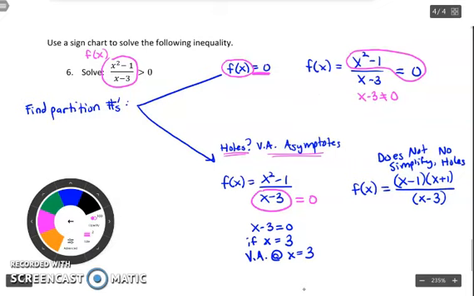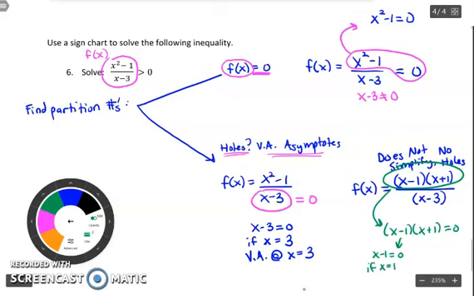If I set this numerator, x squared minus 1, equal to 0, I can factor it like I did down here, right? I've already factored that, and I could set the factors equal to 0 using my zero product principle. So I'll go ahead and do that real quick. X minus 1 is going to be 0 if x is equal to 1. And x plus 1 is going to equal 0 if x is equal to negative 1.